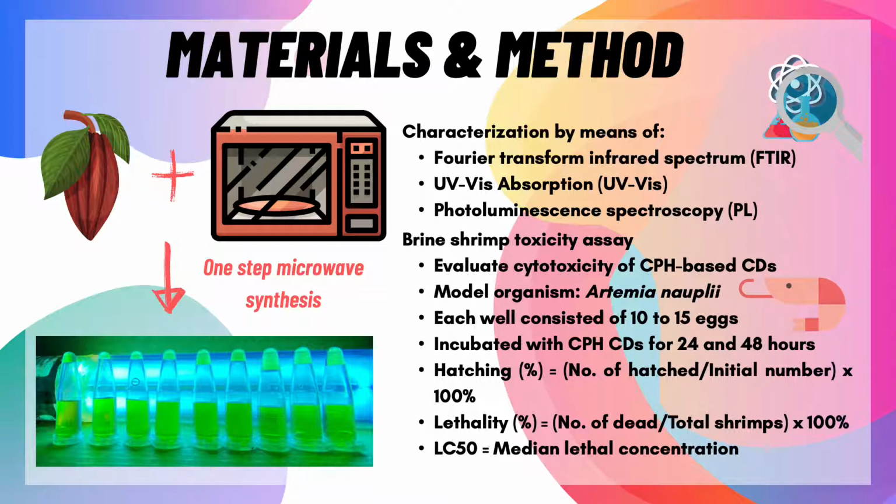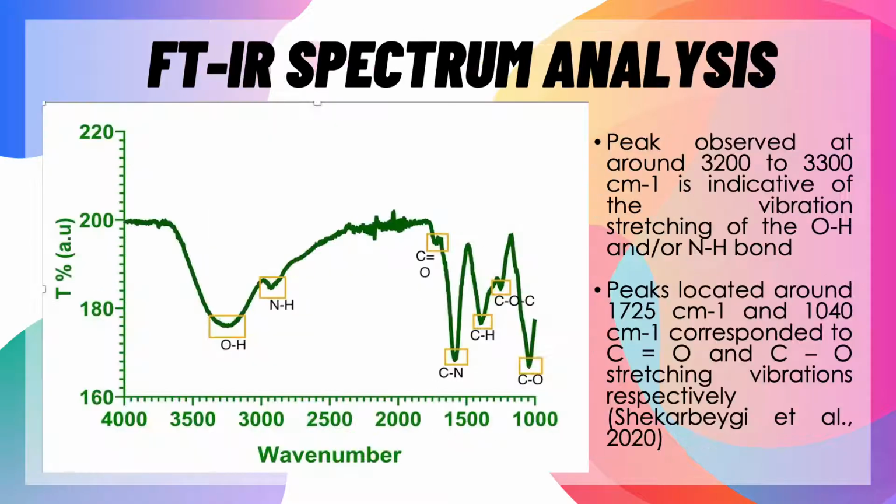Each well, I put at least 10 to 15 eggs. They were incubated with the carbon dots for 24 to 48 hours, and then I count the hatching percentage, the number hatched over the total, times 100%. Lethality is the number of dead over total shrimps times 100%, mostly after 24 hours, and LC50 would be the median lethal concentration. Okay, so these are the results that I'm going to talk about.